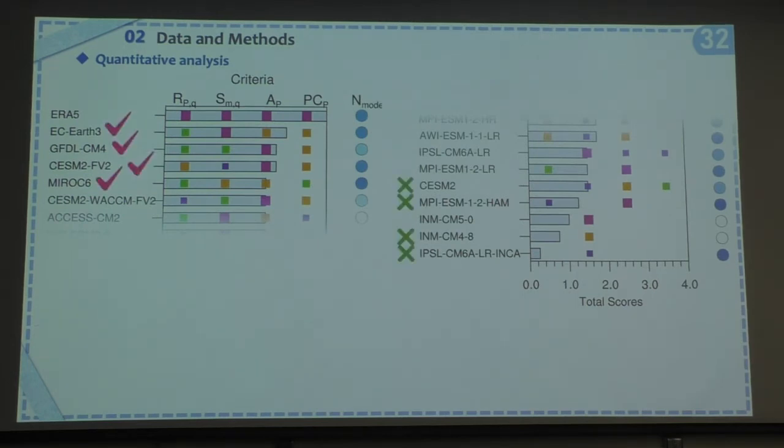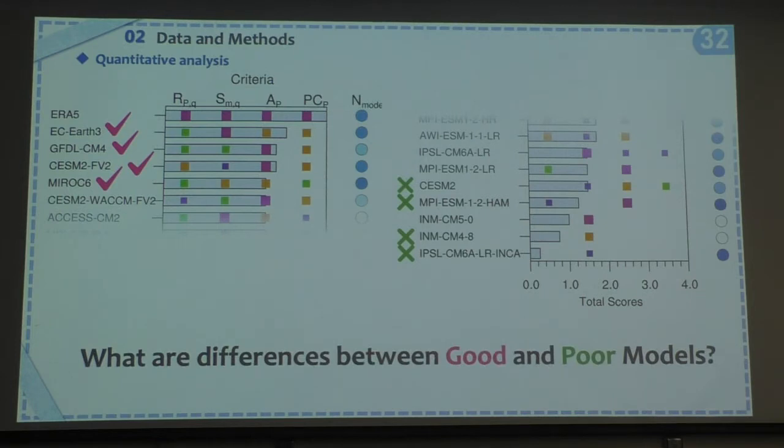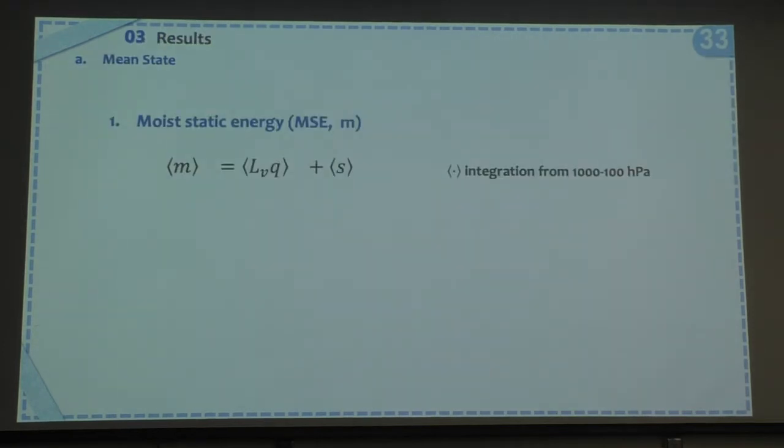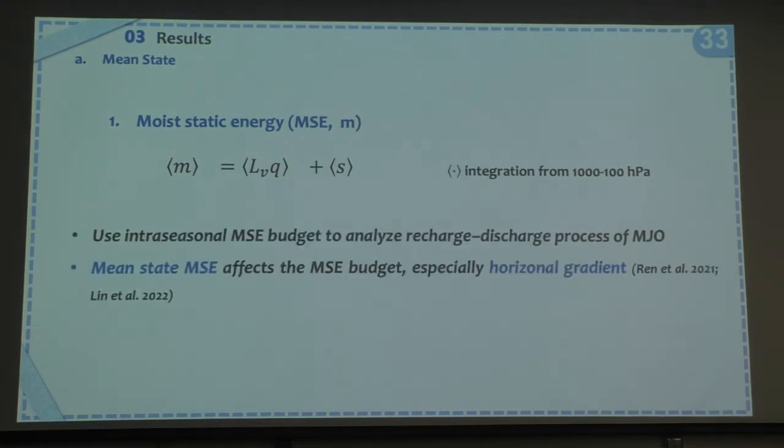We want to know what differences there are between a good and a poor model. But over here, these two models are actually from the same research center, so we choose the poor one. First, we look at the mean state, especially the moist static energy, MSE. Because many works use the intraseasonal MSE budget to analyze the MJO. But some papers also propose that the mean state MSE will affect the intraseasonal MSE budget, especially the horizontal gradient.